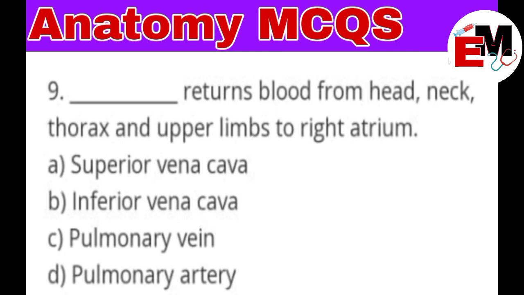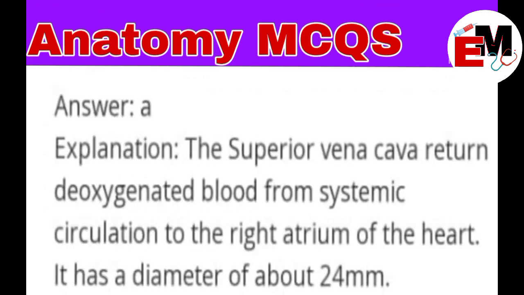MCQ number 9. Which vein returns blood from the head, neck, thorax, and upper limb to the right atrium? Option A superior vena cava, option B inferior vena cava, option C pulmonary vein, and option D pulmonary artery. This is a very simple MCQ, and the right option is superior vena cava. And the explanation: the superior vena cava returns deoxygenated blood from the systemic circulation to the right atrium of the heart. It has a diameter of about 24 mm. This is very important from the examination point of view.